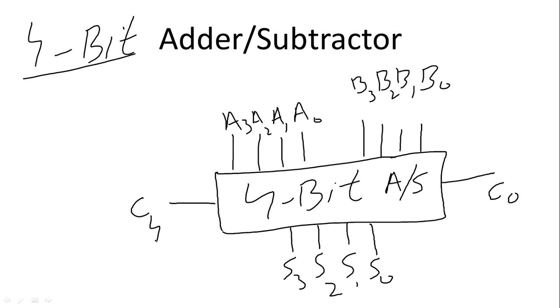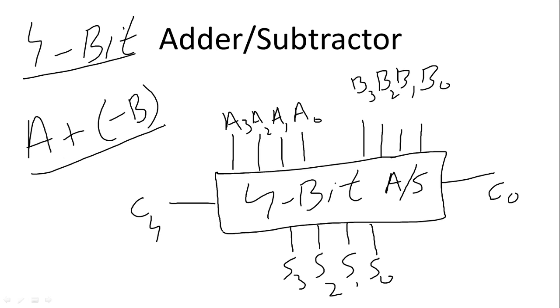Okay, so now this is an adder, which will add two numbers A and B, two 4-bit numbers. Before we can update this circuit to perform subtraction, we would require 2's complement for B. So it would be like A plus minus B.